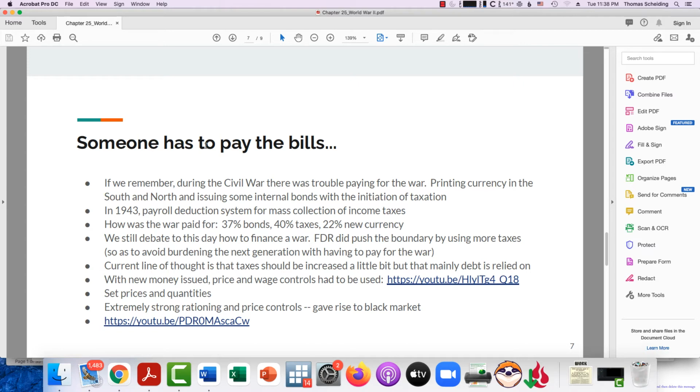But the newest weapon in all of this was that the United States was also going to do more taxation. A payroll deduction system was set up in 1943 so that taxes were collected from each paycheck for the very first time, with the result being that over 70%, nearly 80% of all the bills for fighting World War II was paid for with bonds and taxes, and not with currency being issued.